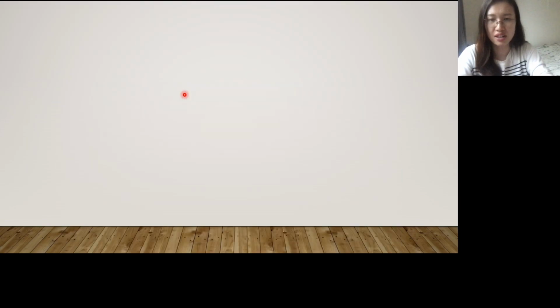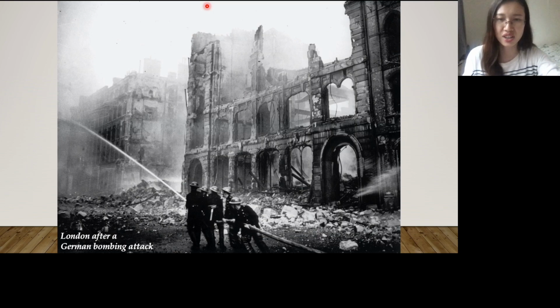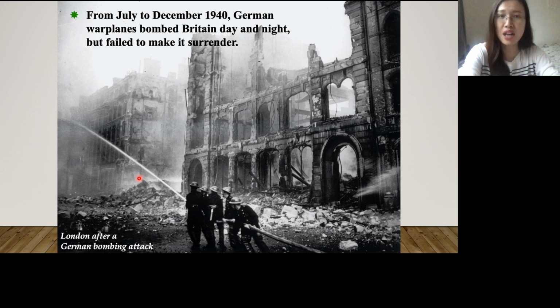So it's obvious who will be the next target: Britain, right? You can see every other nation had fallen to the German military force, to their blitzkrieg, in just weeks. Hitler believed that it would only take a few weeks to force Britain to surrender, but unfortunately for the Germans, Britain did not cooperate with their plans. Despite the heavy loss and brutal bombing of the cities, Britain refused to give up. You can see the bombing attack from Germany was devastating. They suffered huge losses, not only of buildings. From July to December 1940, German warplanes bombed Britain day and night, but failed to make it surrender.